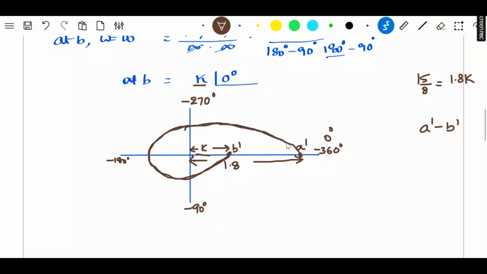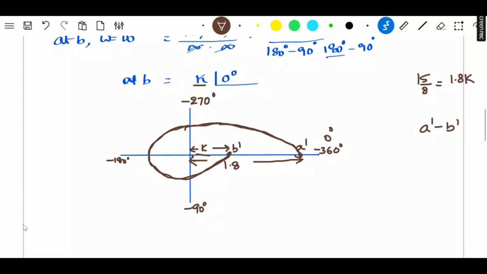I hope you got what I'm saying. I should start from minus 360 degree at A dash, and I should take a path to B dash. From minus 360, if I want to go back to 0 degree, I should traverse the path minus 270, minus 180, minus 90, and then 0. Hope you understood. This is the path which we need to take.